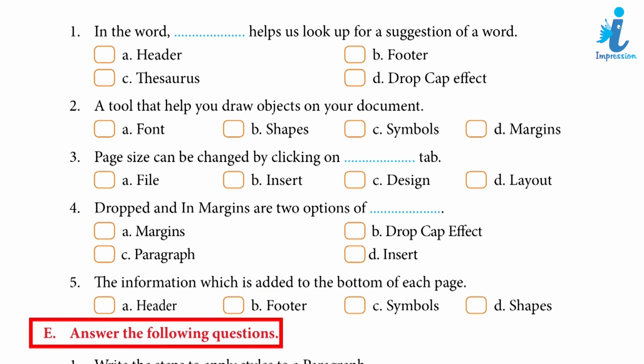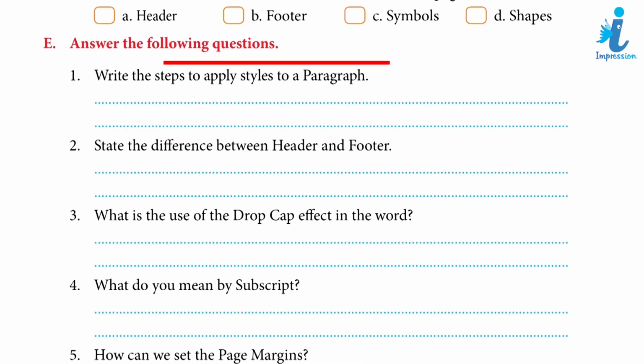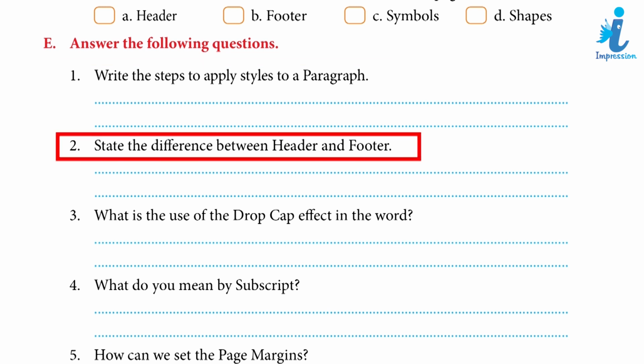E. Answer the following questions. 1. Write the steps to apply styles to a paragraph. Answer: Choose the text that needs formatting. The style is applied to the entire paragraph if you place your cursor within one. To sample a style on the Home tab, point to it. Click the More option if you don't see the style you are looking for. Choose a style.